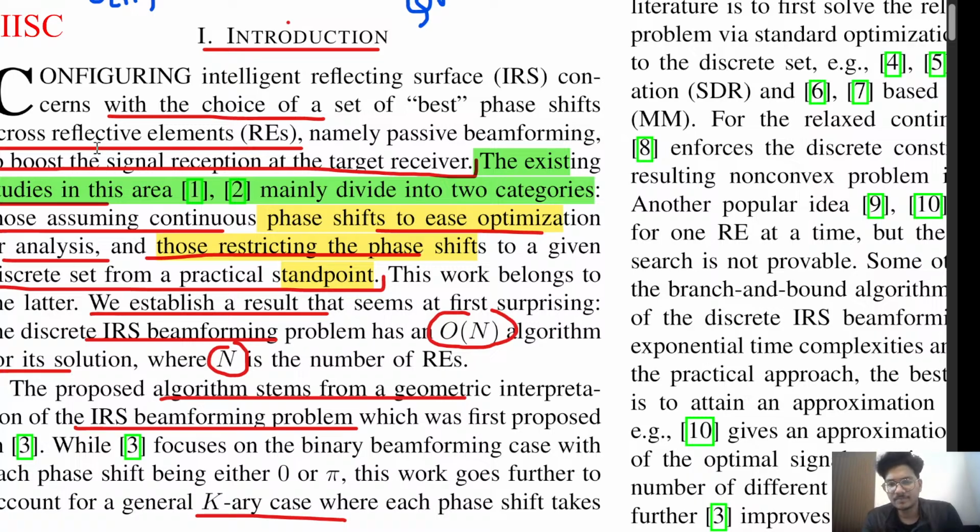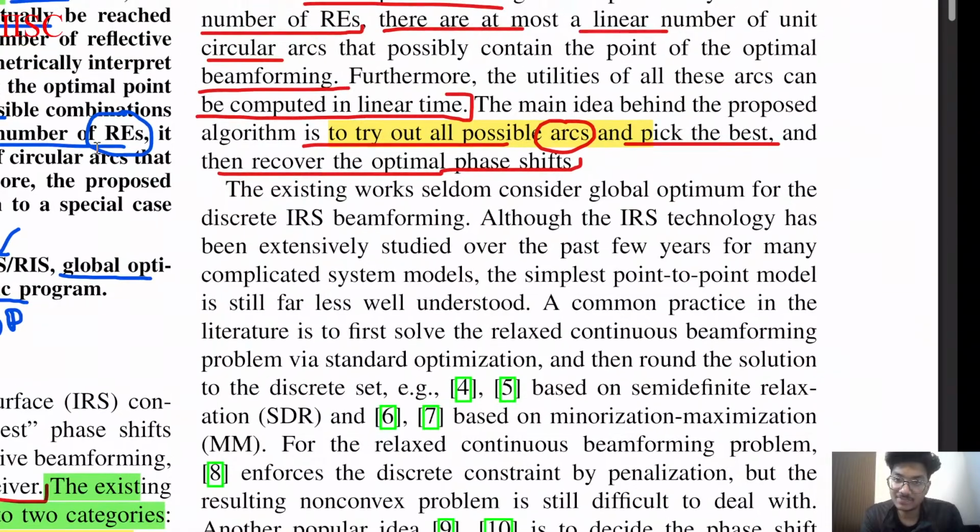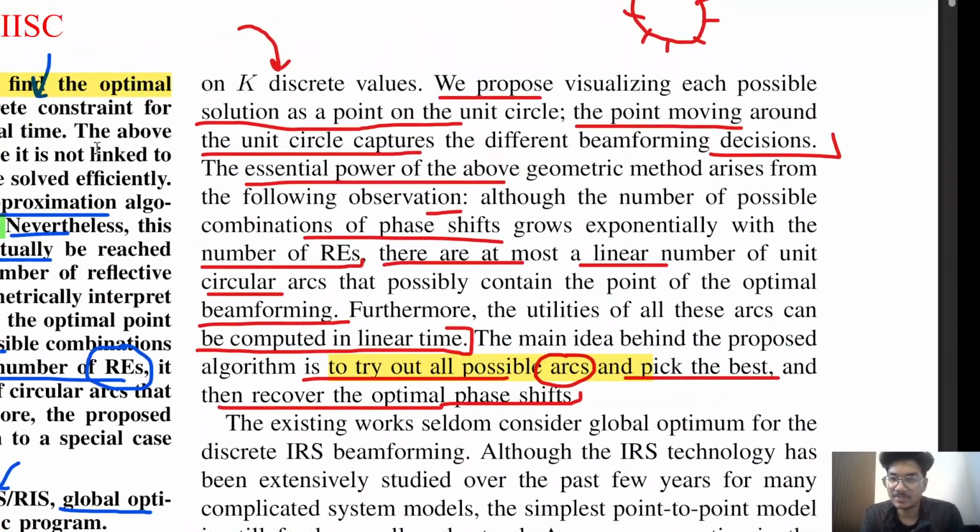The proposed algorithm stems from a geometrical interpretation of the IRS beamforming problem, which we proposed in paper number 3. In paper number 3 we also discussed binary beamforming, where we select the phase shift as either 0 or pi. Further, we move to the K-ary case, in which the phase shift can take K discrete values, and we propose a visualization of each possible solution on the unit circle, where moving around the unit circle captures the beamforming decision.